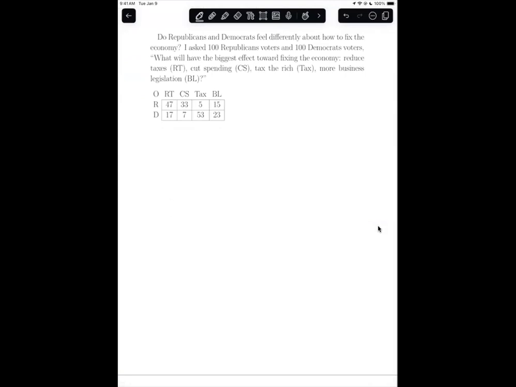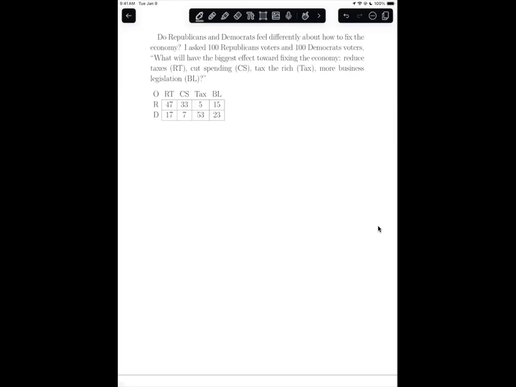Hello, we're going to talk about the homogeneity hypothesis testing situation. You should have already read chapter 15 from the book. Our scenario is, do Republicans and Democrats feel differently about how to fix the economy? I asked 100 Republican voters and 100 Democrat voters, what will have the biggest effect towards fixing the economy? Reduce taxes, cut spending, tax the rich, or more business legislation? And then the results are given.